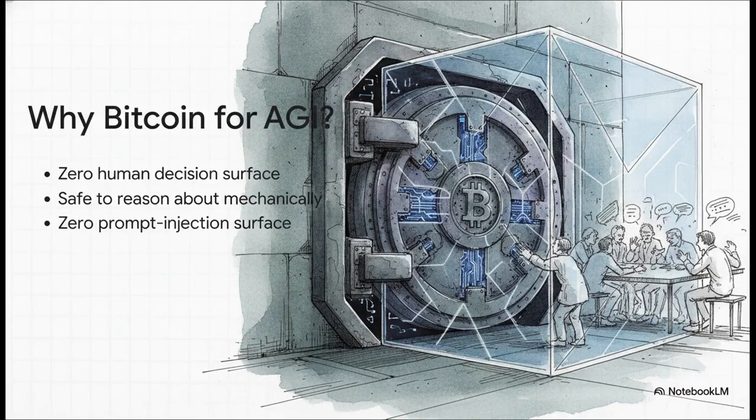So what does that mean in practice? It means that an AGI, or even just your own local AI assistant, can safely anchor its treasury to Bitcoin. It doesn't have to waste compute cycles forecasting what a human governance board is going to decide next quarter. Zero human decision surface equals zero prompt injection surface at the monetary layer. It is 100% safe for the machine to reason about mechanically.